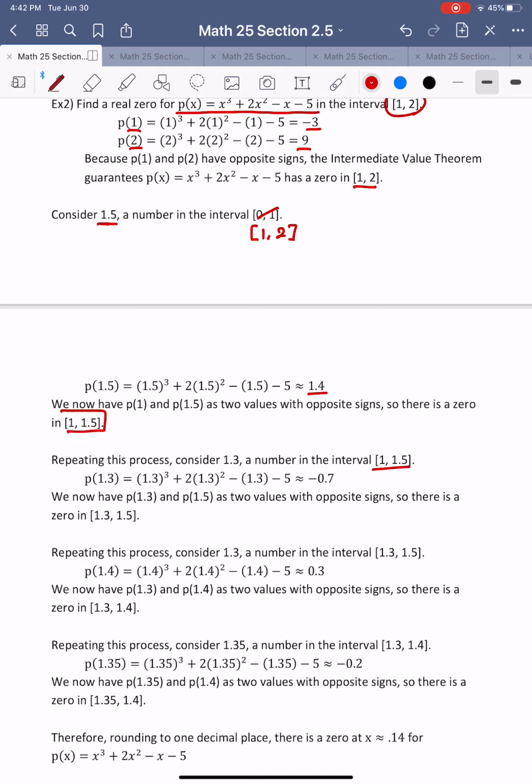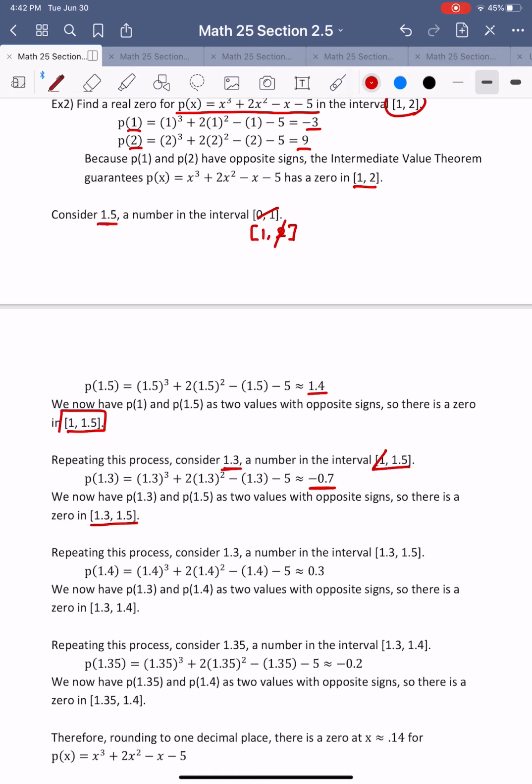I'm using 1.5, right? Yeah, so I'm dropping 2 to use 1.5. Now you're using 1.3, a number between 1 and 1.5, and that gives us a negative, which means I'm dropping the 1 and instead using 1.3 and 1.5.